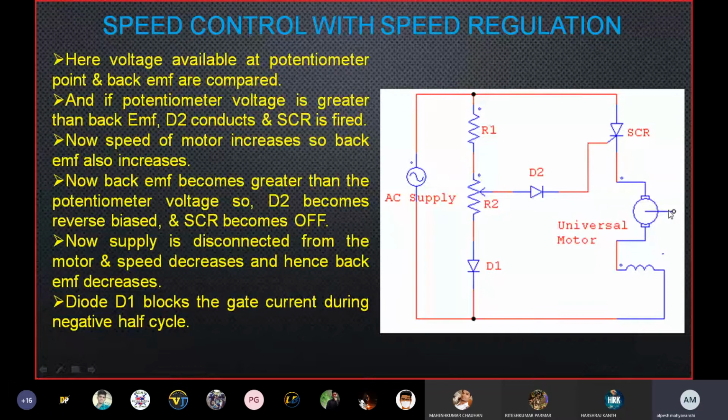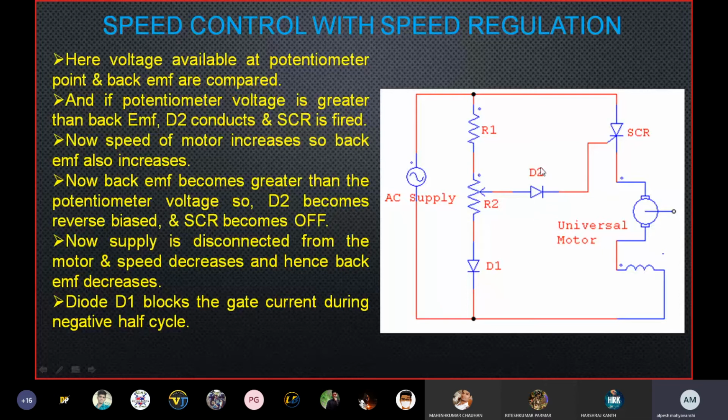Now we are assuming that a load is reduced on this motor. When load is reduced on this motor, that means the speed of the motor increases, and the back EMF of the motor increases, and the back EMF becomes greater than the terminal voltage of this potentiometer. So at that time what happens?